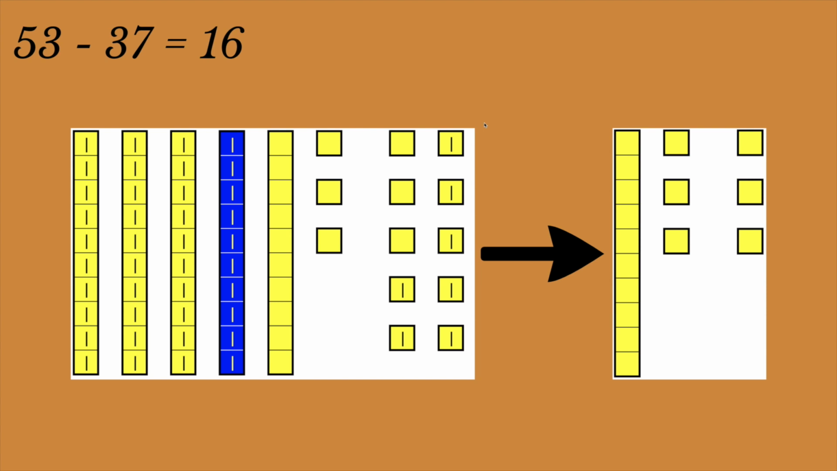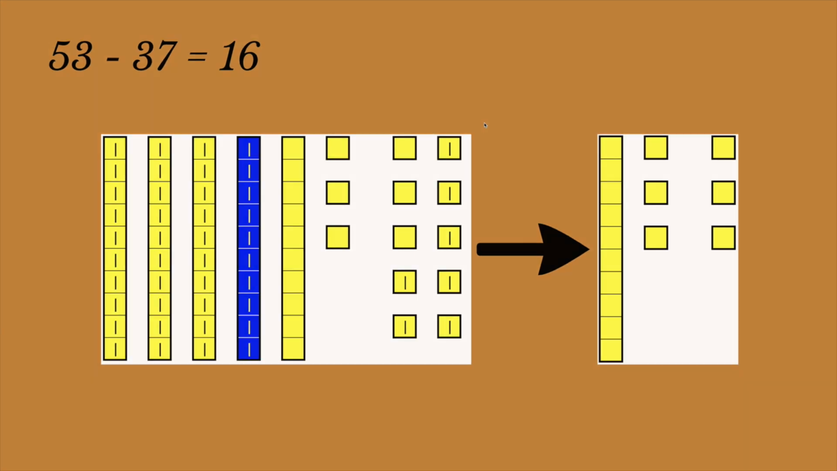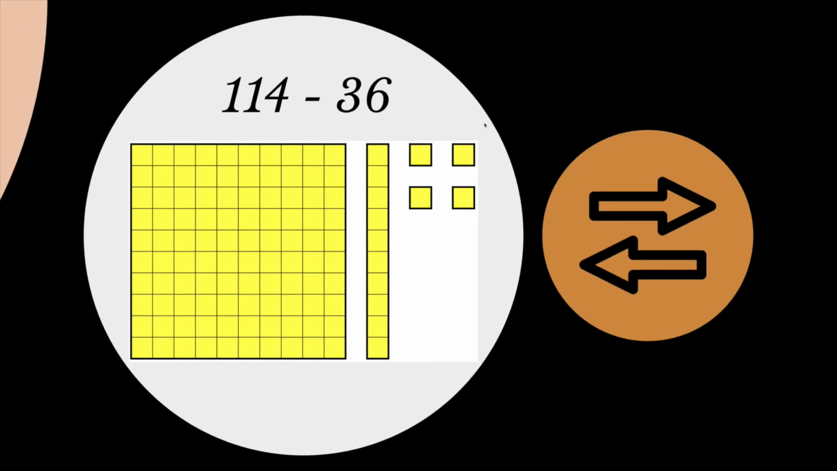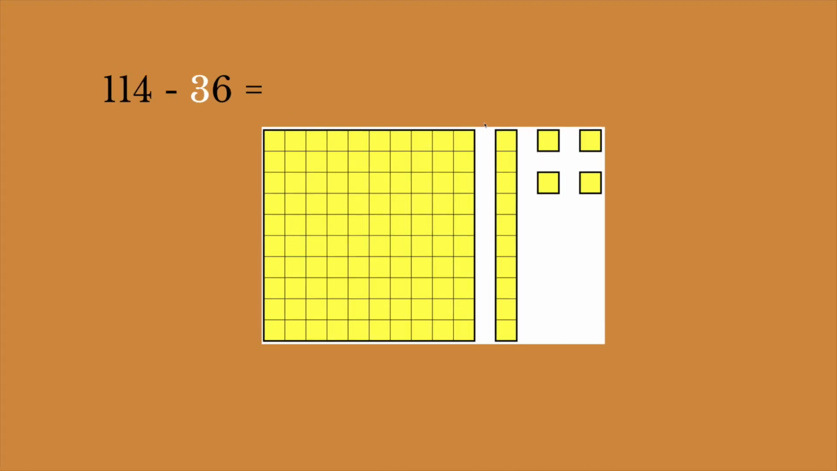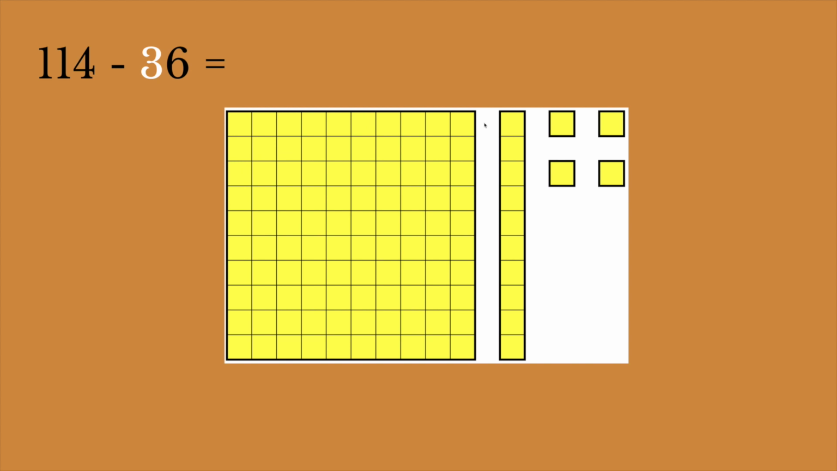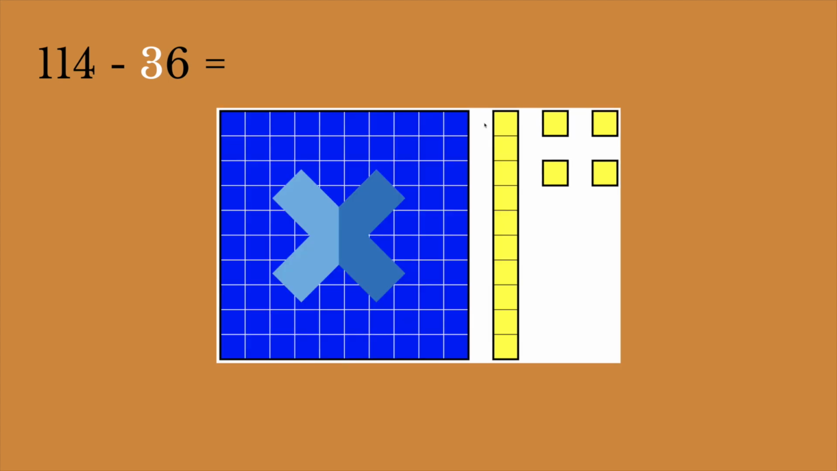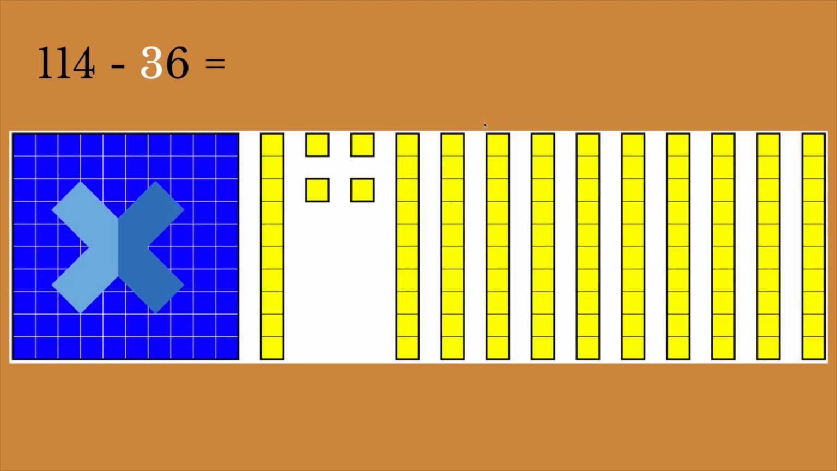Let's look at another subtraction problem that requires regrouping using base 10 blocks. Here we have the number sentence 114 minus 36. I'm going to start by removing 3 longs. However, I only have 1 long represented here. So what will I need to do in order to remove 3 longs? I'm going to need to make a trade. I'm going to take my flat and turn it into 10 longs.